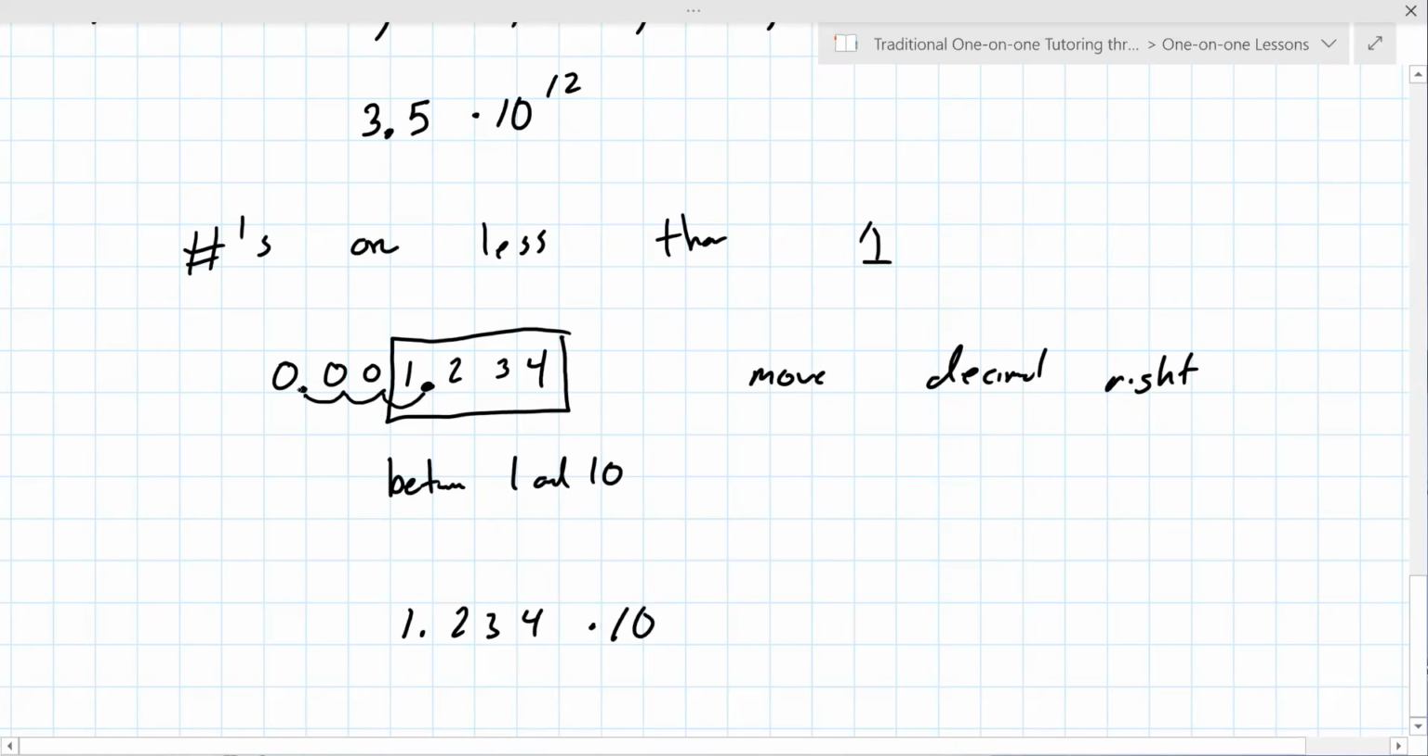But this time, because I moved the decimal to the right, and this is what you have to remember here, it's now a negative exponent. So when you move the decimal right, it becomes a negative exponent. When you move the decimal left, it becomes a positive exponent. Those are the only 2 things you have to remember out of all this.